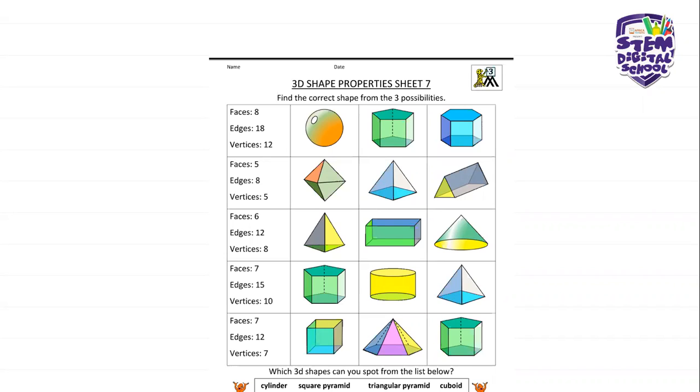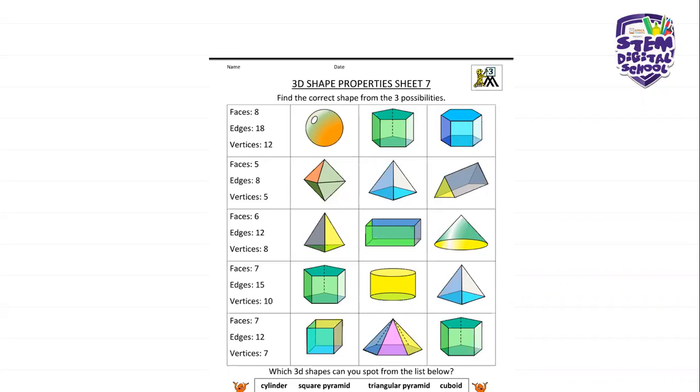So the last one, the top right, that will be the last one. Yes, I see Musa also found the hexagonal prism to be the correct answer there. And then if you look at the second one, there are 5 faces and then 8 edges and 5 vertices.